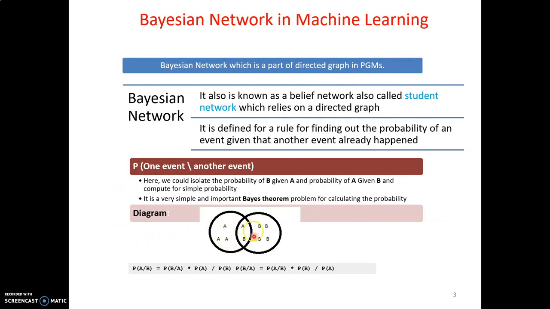It is the one diagram. Here probability of A given B equals probability of B given A into probability of A, divided by probability of B. Probability of B given A into probability of A equals probability of A given B into probability of B, divided by probability of A. The simple probabilities.